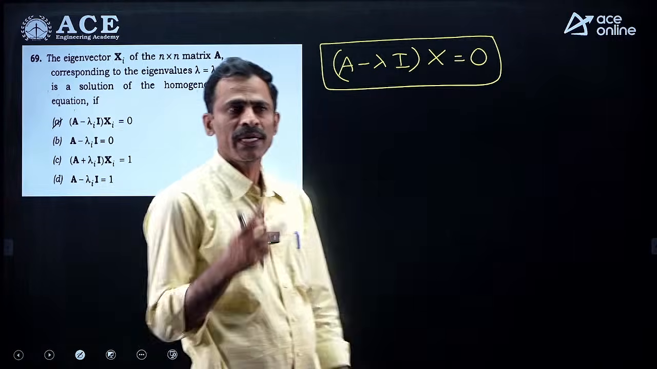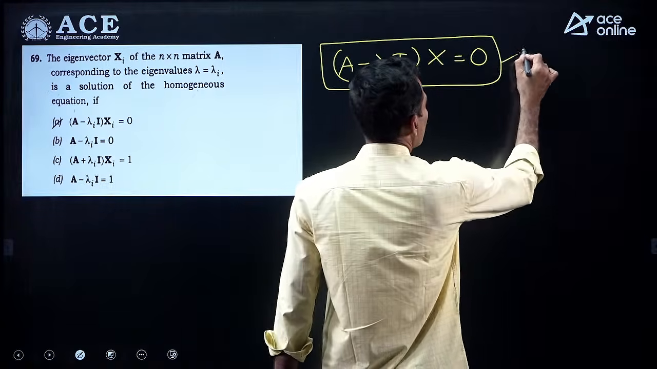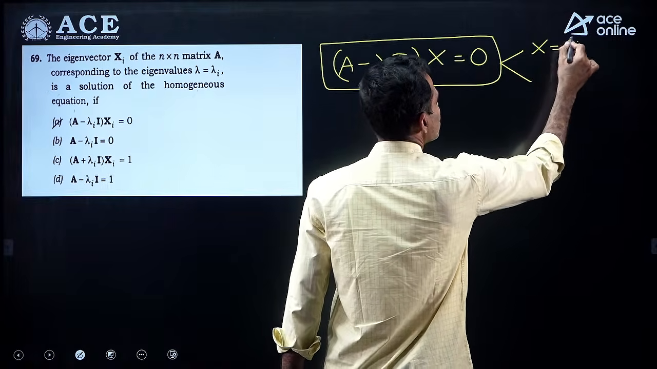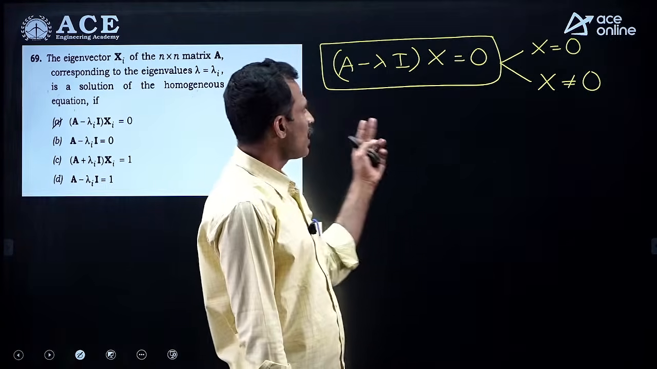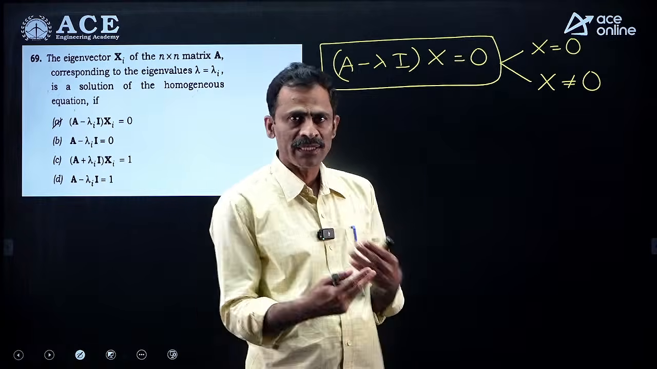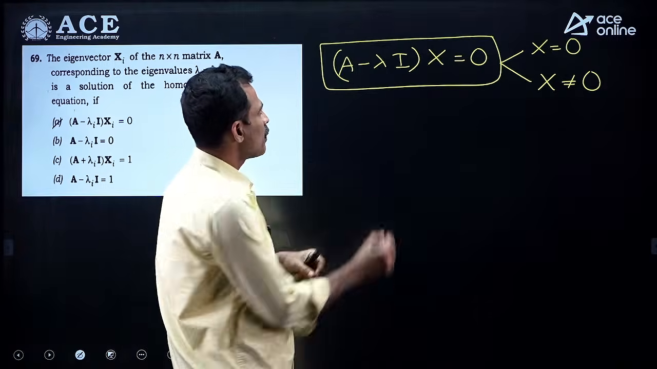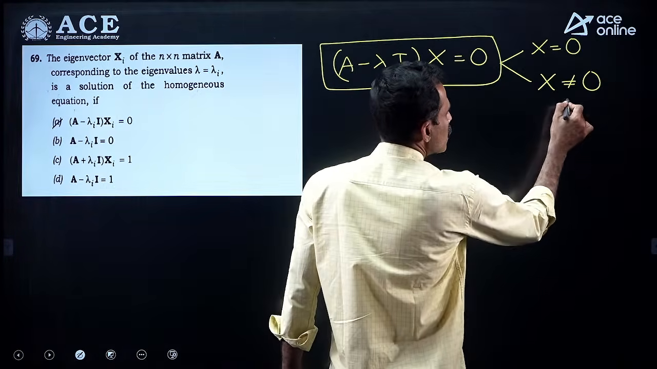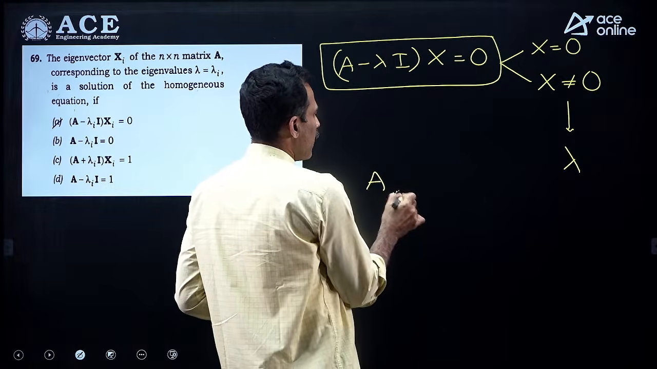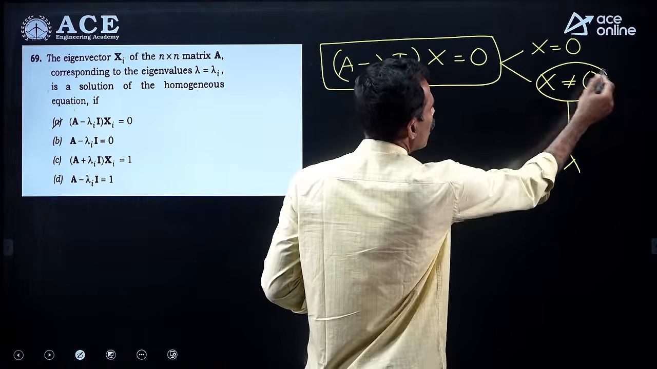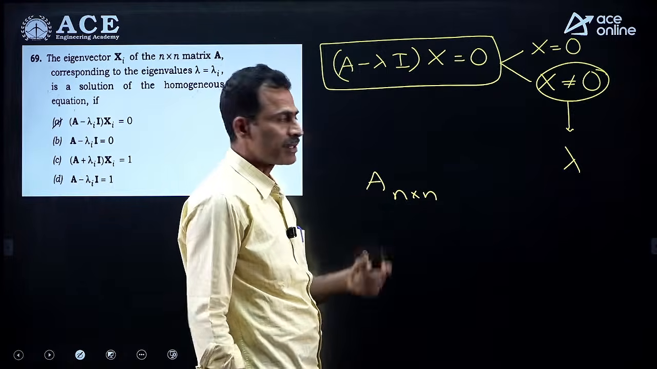It is one special type of homogeneous system. For a homogeneous system, there are two types of solutions. One is the zero solution, the other is the non-zero solution. For every homogeneous system, the zero solution always exists, but the non-zero solution may or may not exist. For this particular type of homogeneous system, when the non-zero solution exists, it is called the eigenvector of the matrix corresponding to some scalar lambda. Here lambda is the eigenvalue of the n by n matrix A, and this x is the non-zero vector, that is, the eigenvector of this matrix.